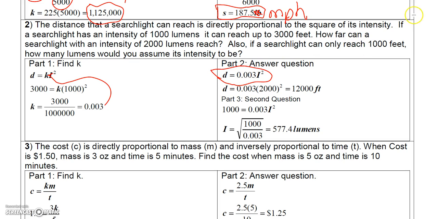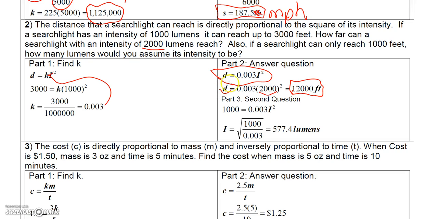And now I can answer the questions it asks. It says, how far can a searchlight with an intensity of 2,000 lumens reach? So what they're asking me for is distance, given 2,000 lumens for I. So let's put in the 2,000 for I, and so we'll get 0.003 times 2,000 squared, and that'll give me 12,000 feet.